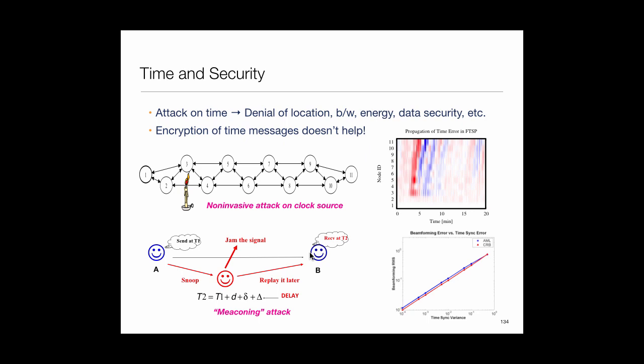And in this case, cryptography doesn't help you because you're never modifying the packet. You're only delaying the packet. So if you can make that happen, you can do some interesting attacks. These are called meaconing attacks. Basically all you're doing is inserting an additional delay in the transmit path and manipulating things accordingly, whereas here you're changing the clock source. There are other kinds of attacks one could imagine, and the systems currently are not really protected against those.